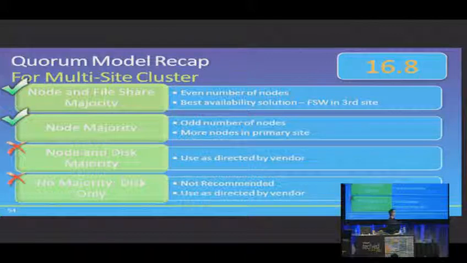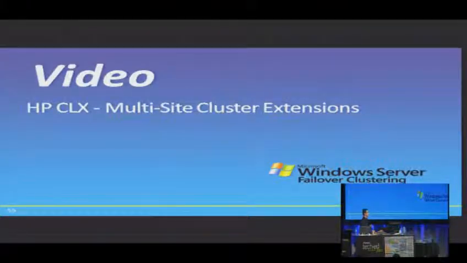So when you're doing a multi-site cluster, of the two that we talked about earlier, if I'm using an even number of nodes, the best thing to use is the node and file share majority method for multi-site clusters, and try and put that file share for the cluster at a third site if possible. If I have an odd number of nodes, then just node majority is the best technique to use for multi-site clusters.